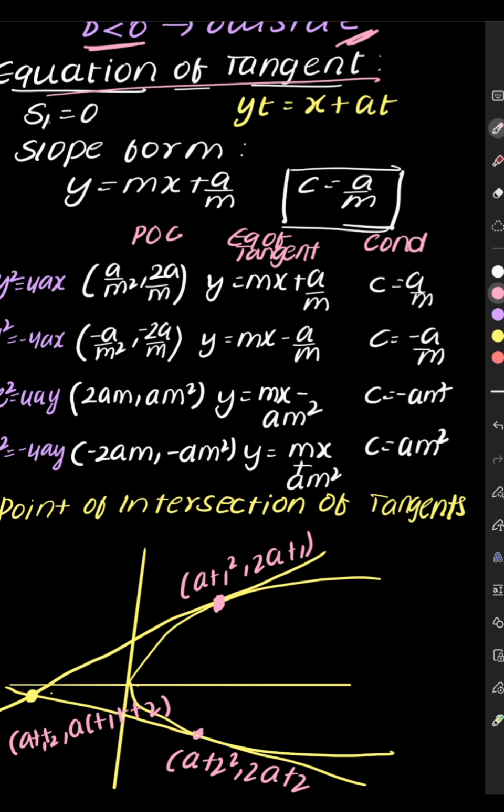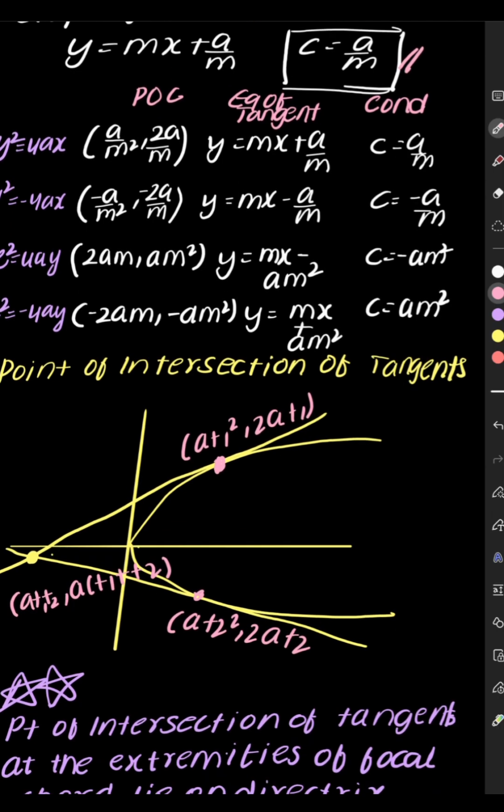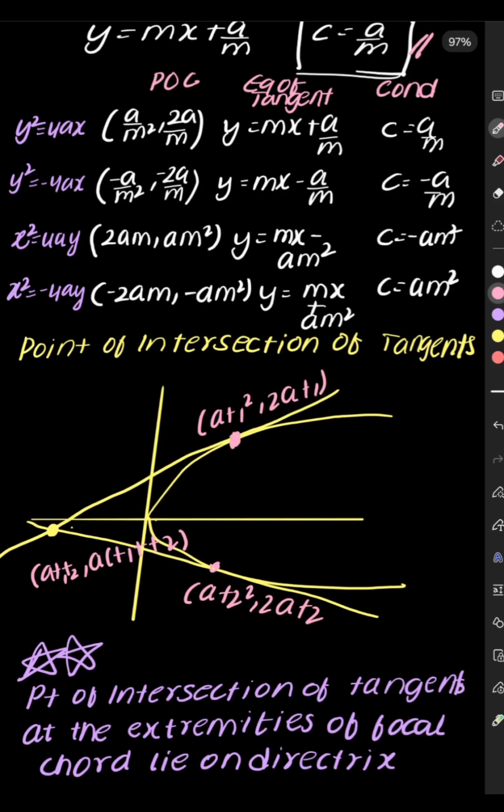Equation of a tangent. The general equation of a tangent you usually write as S1 equals 0, or this is the parametric equation of a tangent for a parabola y square equals 4ax: yt equals x plus at square, or slope form y equals mx plus a by m, where c is a by m. So this is the condition for tangency. Now we're going to learn the conditions for tangency, equation of tangent, point of contact for all 4 different types of parabola. For y square equals 4ax, the point of contact is going to be (a by m square, 2a by m). y equals mx plus a by m is going to be the equation of tangent. Condition of tangency is c equals a by m.